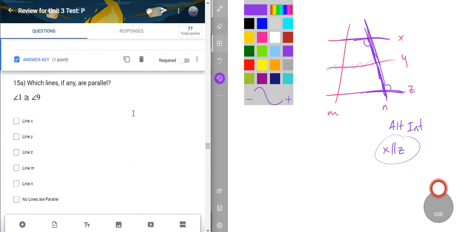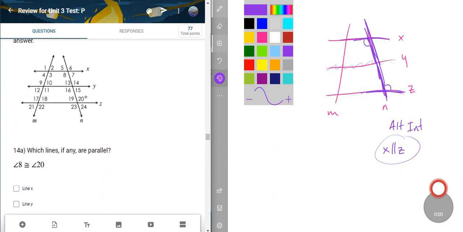All right, so that's what we're doing with all these. 1 and 9, let's go look at that. So 1 and 9. So there's my transversal, there's my two potentially parallel lines. Those look like corresponding angles.